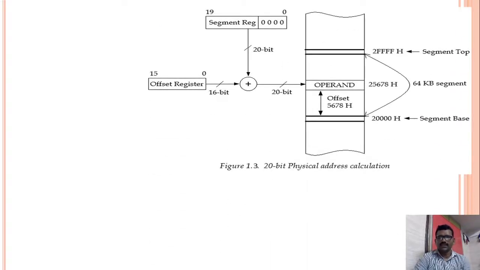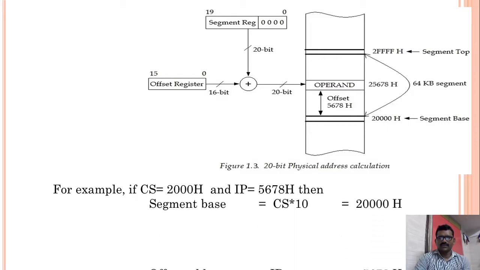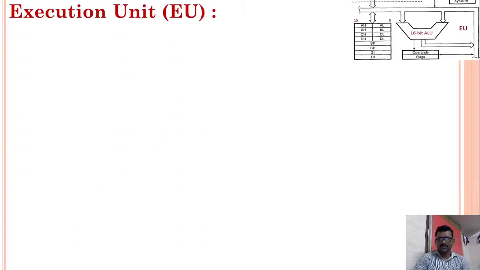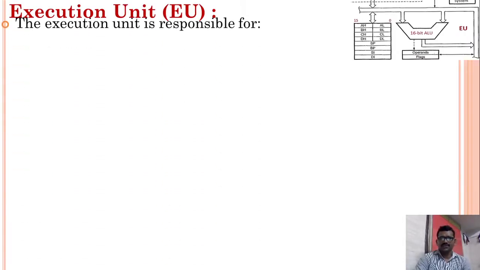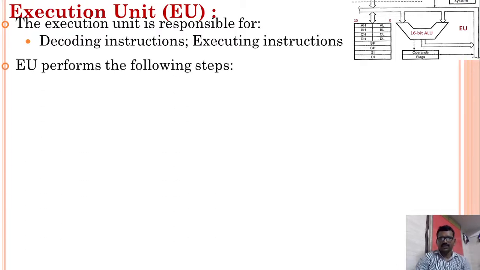So this diagram will show clearly the generation of the 20-bit physical address, right? Coming to the execution unit. The execution unit's responsibilities are decoding the instructions and executing the instructions. The heart of the execution unit is the arithmetic and logical unit.